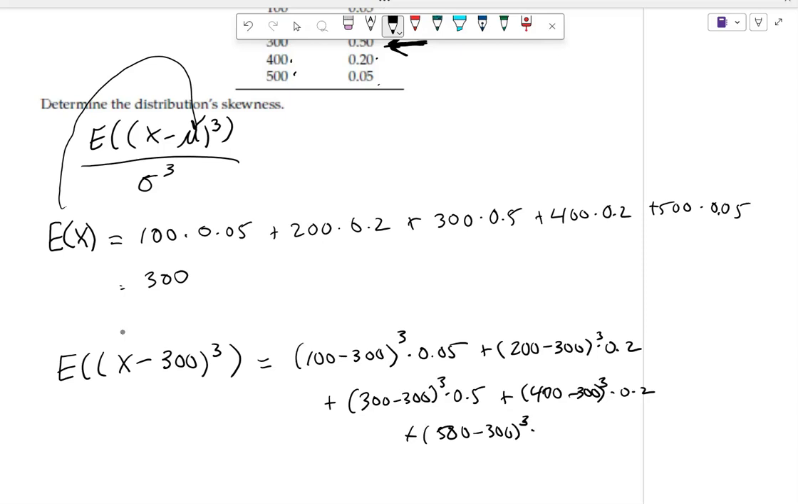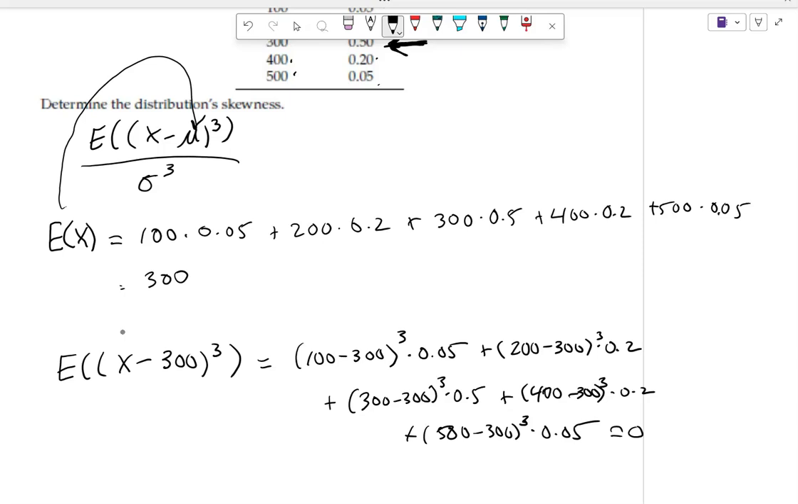But as Austin already noticed, this is negative 200 cubed. That's positive 200 cubed. So those are opposites of each other, and you're multiplying by the exact same probability. Same thing happens with these two terms. So those will cancel, and that is 0. So you'll get 0 when you're done. So the skewness is 0.